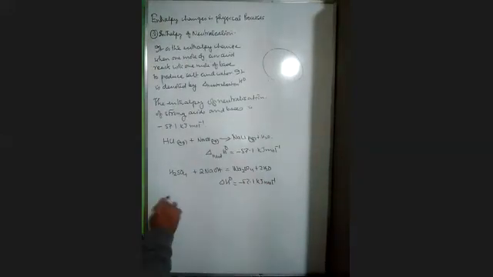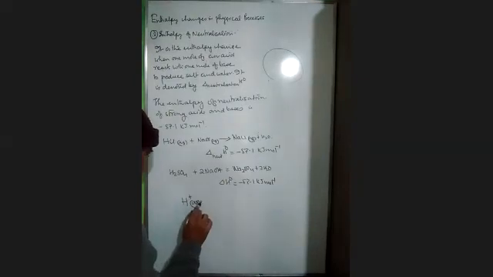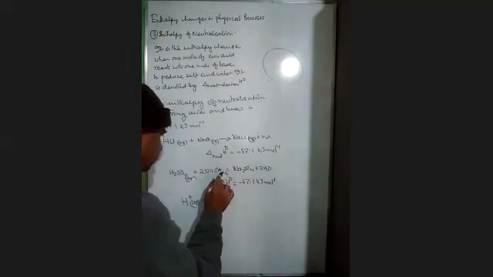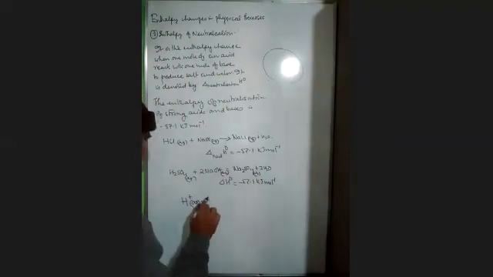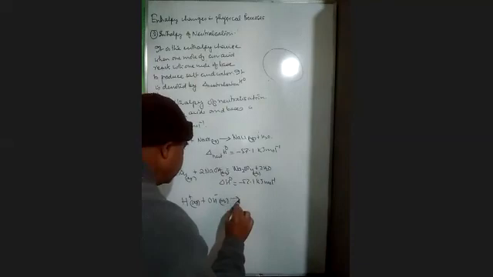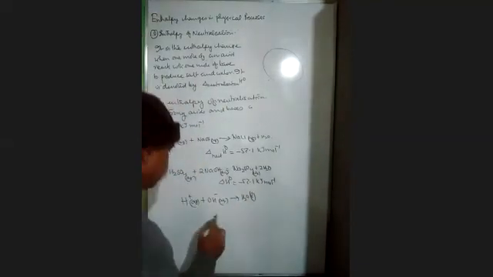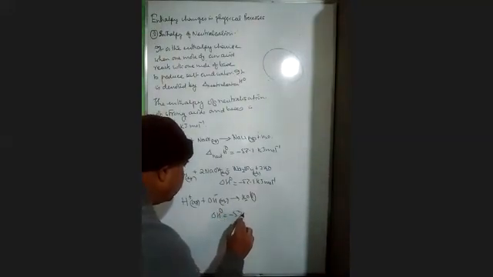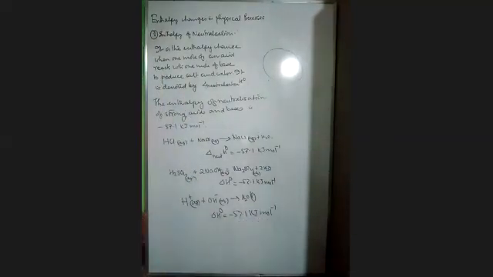So ultimately what can I write? I can write H+ (aq) plus OH− (aq) is equal to H2O (l). ΔH° is equal to minus 57.1 kilojoule per mole.